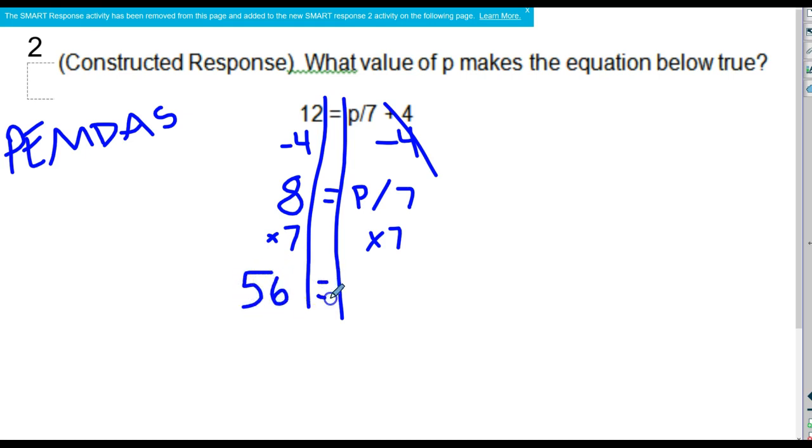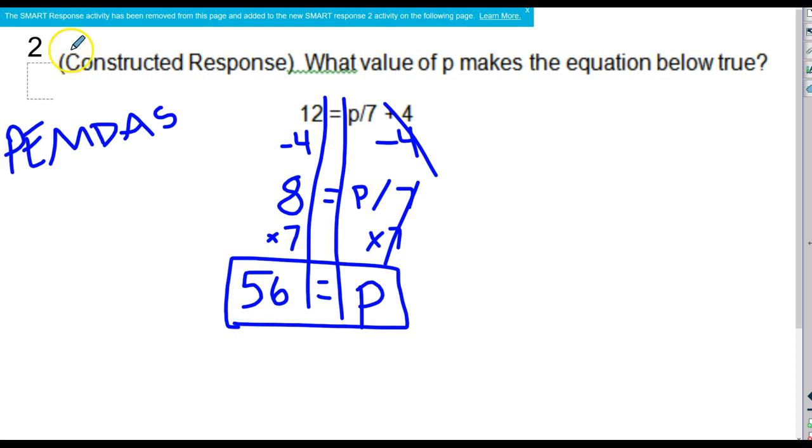Keep my equal sign in the middle. My 7's cancel out. I'm left with just p, and that's my final answer. P is equal to 56. There's no label necessary for number 2. That would be a fine answer just to leave that way. Or you could just write 56 just to make it super clear.